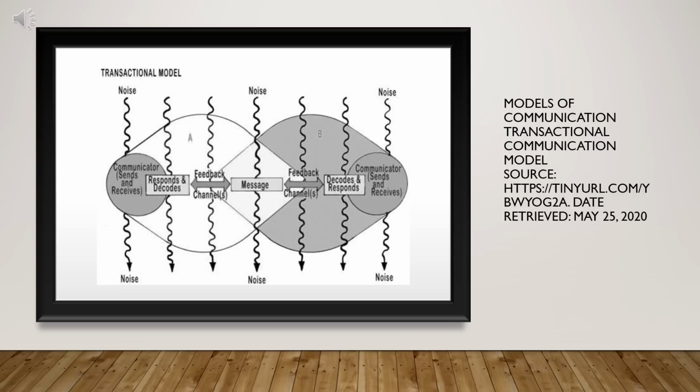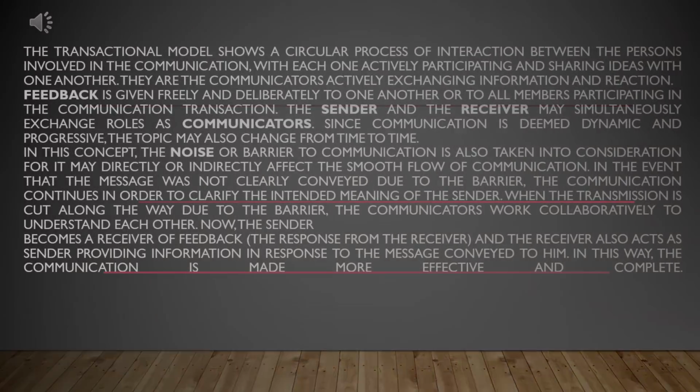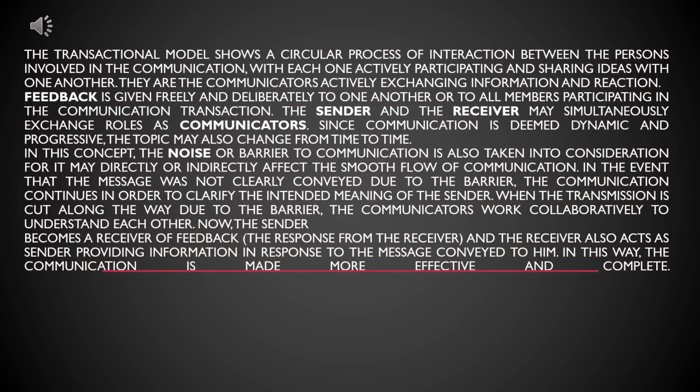Okay, let's go on. For the best understanding of the third communication model, the transactional model, have this in mind. The transactional model shows a circular process of interaction between the persons involved in the communication, with each one actively participating and sharing ideas with one another. They are the communicators actively exchanging information and reaction. Feedback is given freely and deliberately to one another or to all members participating in the communication transaction. The sender and the receiver may simultaneously exchange roles as communicators. Since the communication is deemed dynamic and progressive, the topic may also change from time to time.